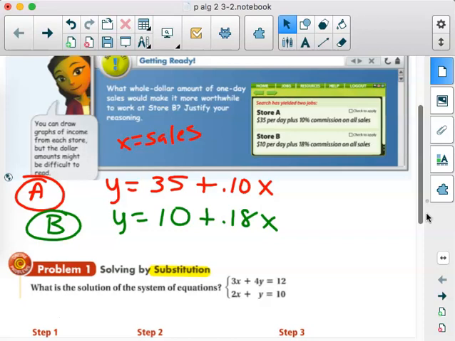And they want them to be sold. I mean, that's what they're doing. So what they're really doing here at store B is they're saying, you know what? You're almost working for free if you don't sell some stuff. And that's part of the process in any sales job, is understanding that you have to become really good at selling things in order to make a decent buck. So this wants to know what whole dollar amount would make it more worthwhile to be at store B. Well, then we would want to know, when is this going to be greater than this?